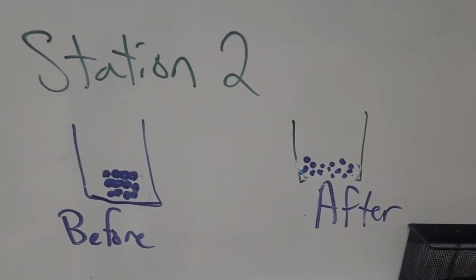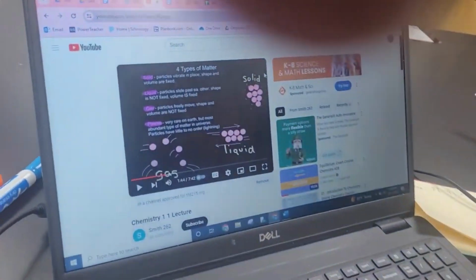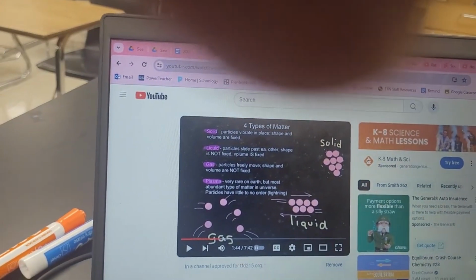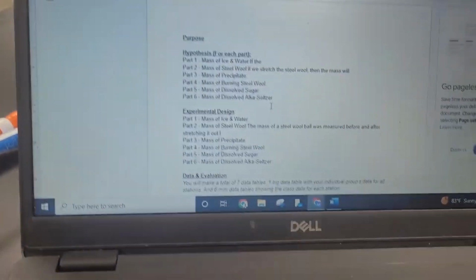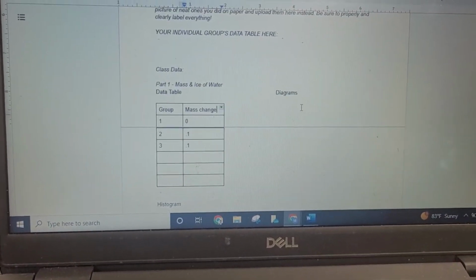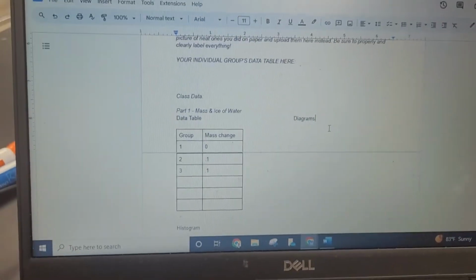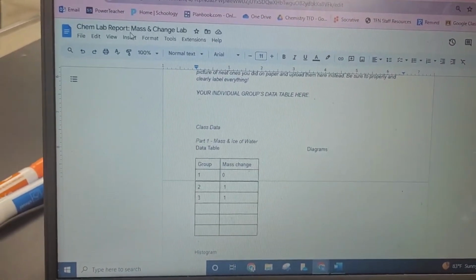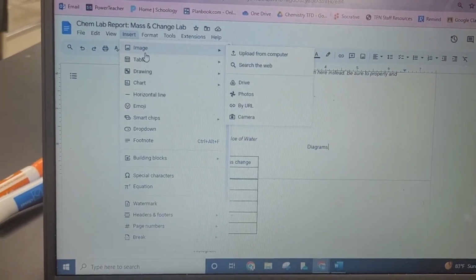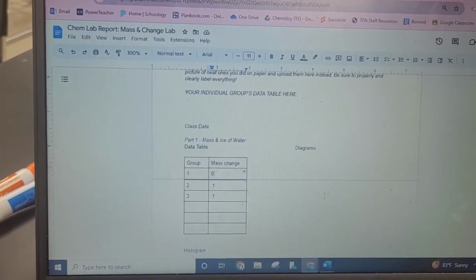So I would take a picture of this right here, and just like I did with my histograms, I would upload it in here to my lab report. Right here under diagrams, or right next to diagrams, right? So I would click insert, click image, and then select it from my computer, and then my particle diagrams go there.